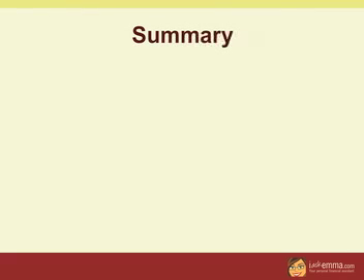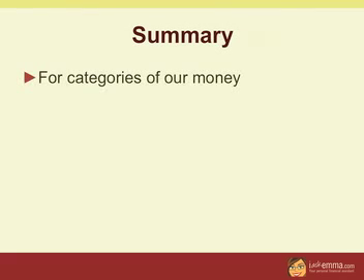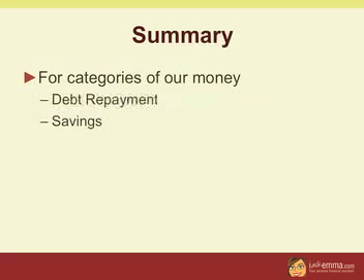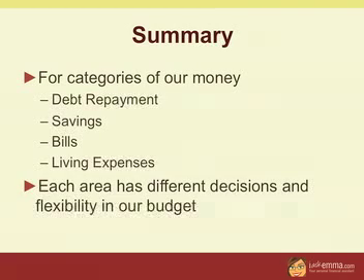In summary, there are four basic areas to a budget. These are debt repayment, savings, bills, and our living expenses. Each of these areas requires us to make different decisions. The longer the time frame we are committing our money, the more time we need to spend on that decision. We need to look at where our money is going, the impact it has on our financial goals, and whether or not the money we are committing is worth the value we see in the purchase.